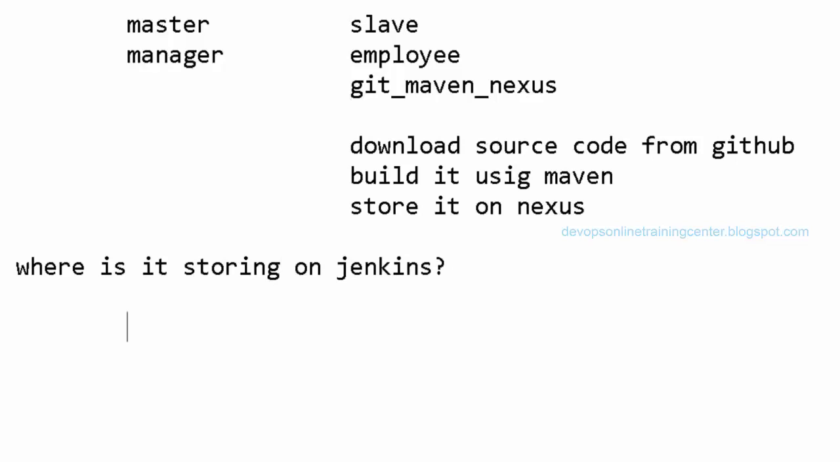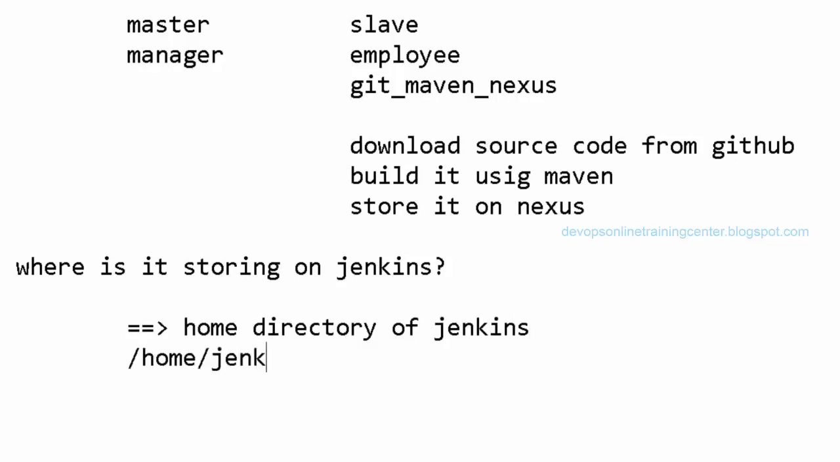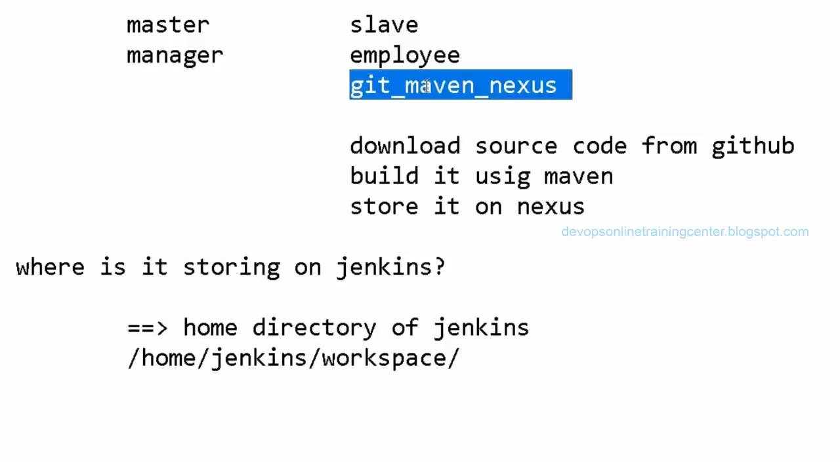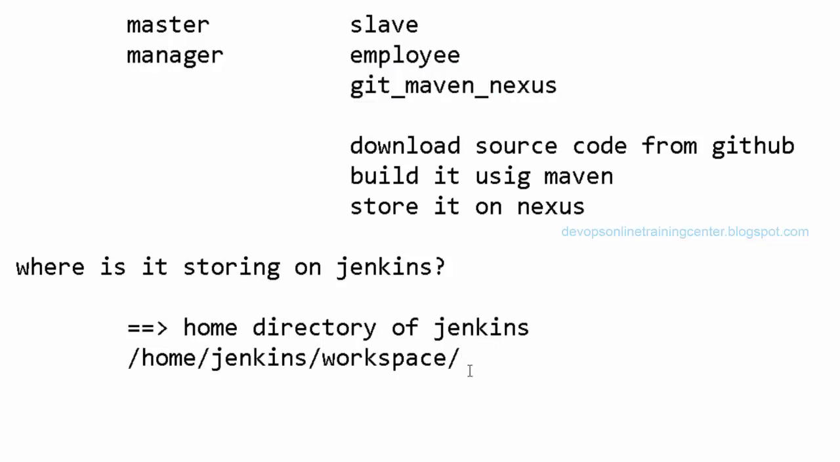It actually stores in the home directory of Jenkins. In this case, what is the home directory? Home Jenkins. Then I said it creates a directory called workspace. All the jobs are stored here. Under workspace, it will create a directory with the same name, whatever we give for the job. This is the job name I have given. So it will create a new directory here. Under that, it downloads the source code.